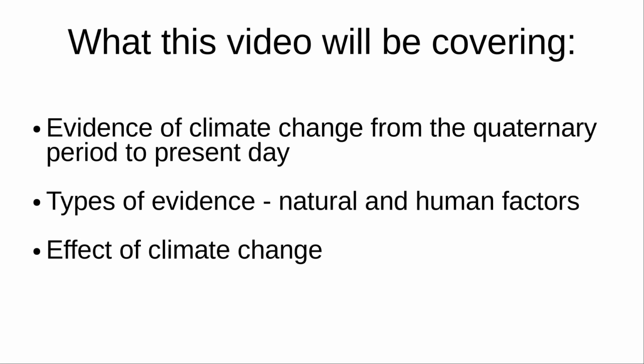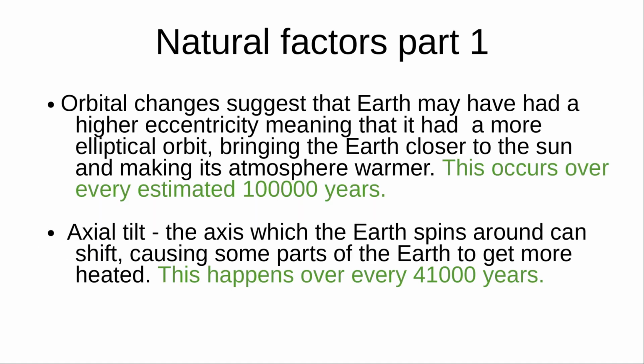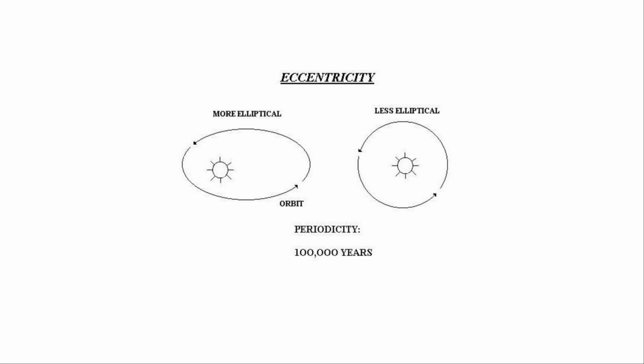There is evidence for climate change from the beginning of the Quaternary period to the present day, which can be split into natural and human factors. Orbital changes suggest that the Earth may have had a higher eccentricity, which means it had a more elliptical orbit, bringing the Earth closer to the Sun and making its atmosphere warmer. This occurs over an estimated 100,000 years.